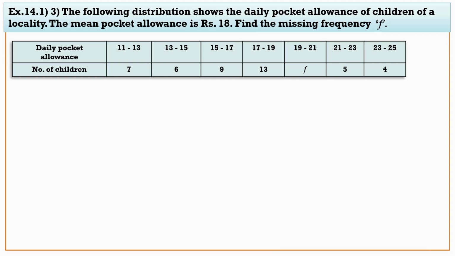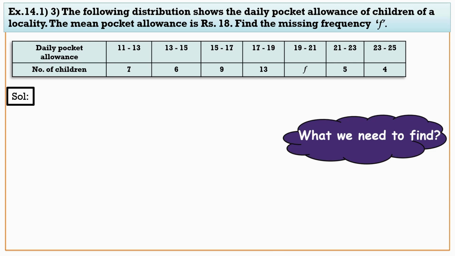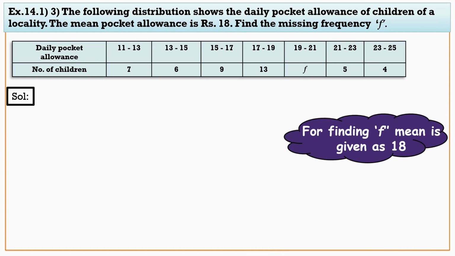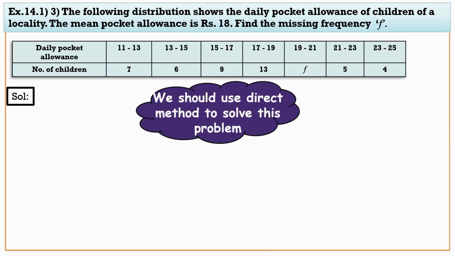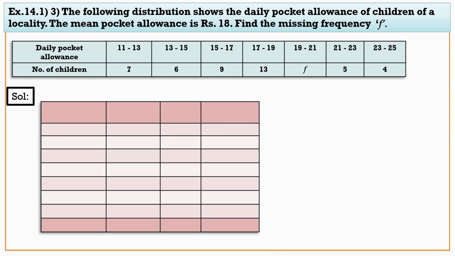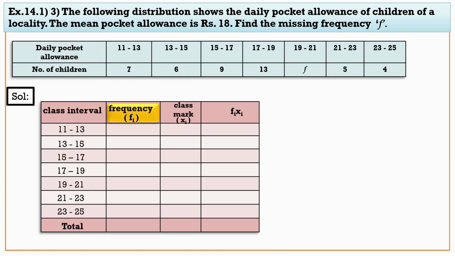The daily pocket allowance is given and the number of children is also given. So daily pocket allowance will be the class interval, and number of children will be the frequency. What we need to find is that missing frequency f. For finding f, mean is given as 18, so we should use the direct method to solve this problem. Let's make the table: class interval, frequency, class mark, and finally fixi. Just copy the class interval and the frequency from the question.